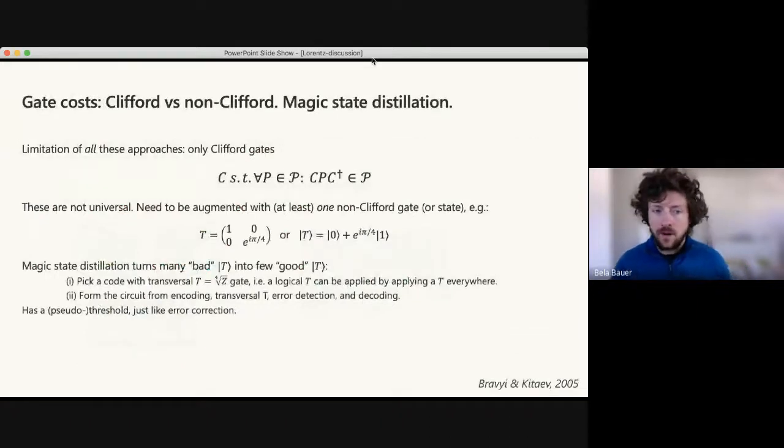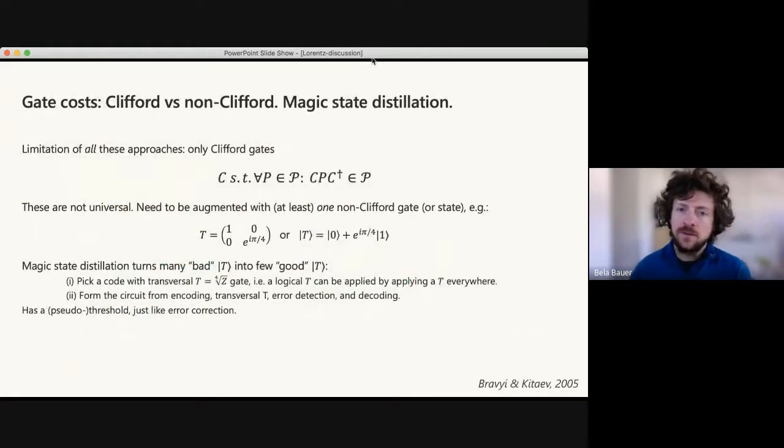Why do we need to think about this? One reason is because we need to think about the costs of implementing various gates that we want to use in the quantum algorithms on these fault-tolerant architectures. And one of the key distinctions here is between Clifford gates and non-Clifford gates. So all of these approaches that are discussed on the previous slide have one thing in common, which is that they only generate Clifford gates.